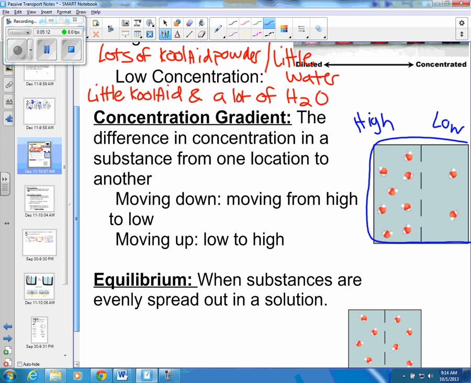Okay? When we move down a concentration gradient, we move from high concentration to low. That makes sense, right? When you move down a ladder, you move from the top to the bottom. So if I'm going in this direction, I'm moving down. When we move up a concentration gradient, we move from low to high.